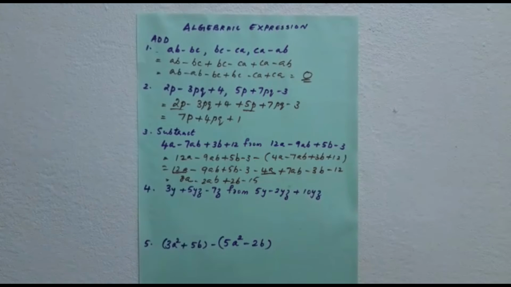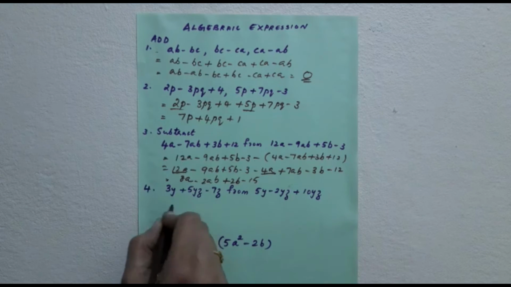So while arranging and simplifying the like terms, when adding the coefficients you have to use the integer rules. So 12a and minus 4a becomes plus 8a, minus 9ab and plus 7ab becomes minus 2ab, plus 5b and minus 3b becomes plus 2b, and minus 3 and minus 12 are constants, added the same way numbers are normally added, so minus 15. This question number 4 is also subtraction only.